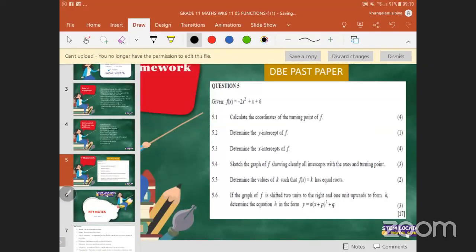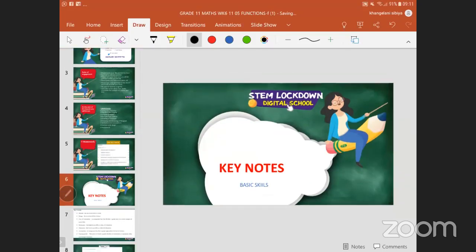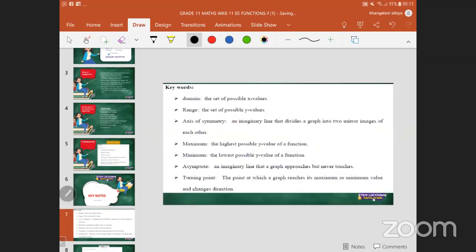Then after that, let's go to this slide. Now we are talking about what we call keynotes, basic skills. What is it that we have to understand? Keynotes: we talk of domain. The domain is the set of possible x values. The range, as you can see there, is the set of possible y values. Axis of symmetry, obviously, that is the y value of a turning point.